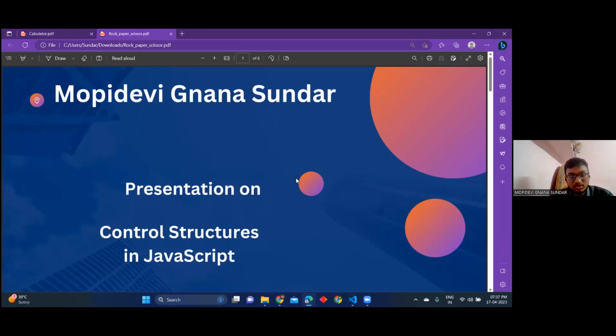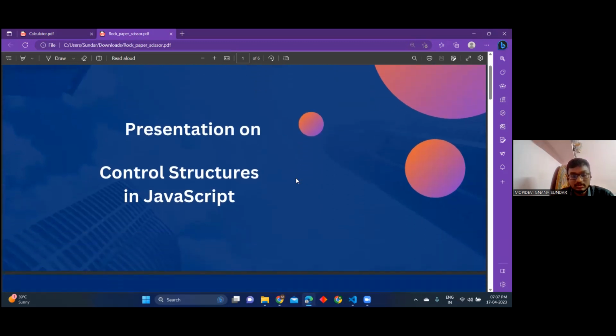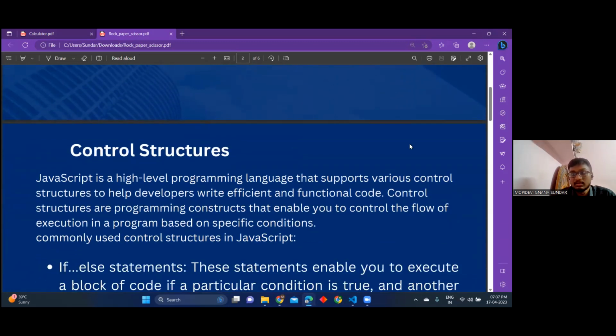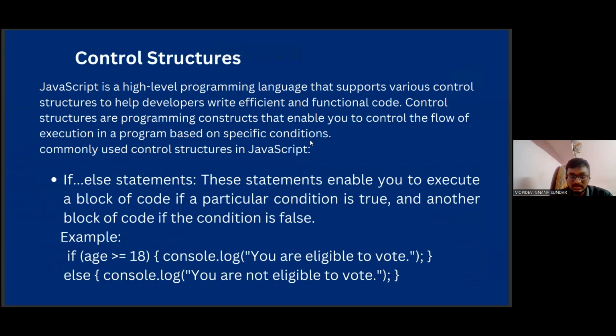My next project was on control structures in JavaScript. In JavaScript, control structures are very much required for building applications. There are different control structures present in JavaScript for getting the required output that we require. The first one is the if-else statements. So if we want a particular type of condition to be applied, like here you can see an example.